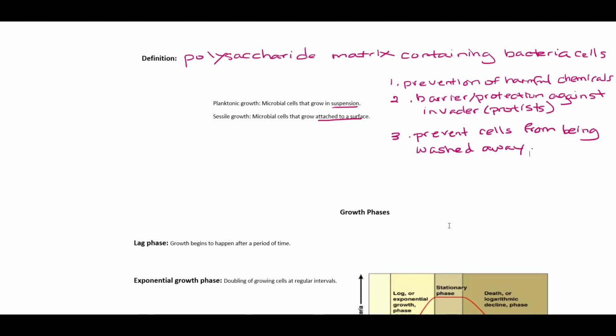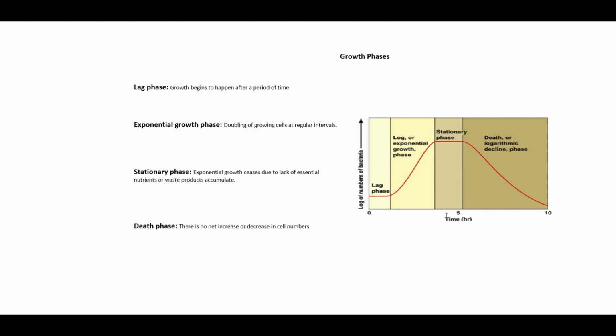Okay, on to growth phases. We have a lag phase, exponential growth phase, stationary phase, and the death phase. Right here on the right, we see a graph where the lag phase, which is the first one here, number 1, is the period before growth begins to happen. So this is like the start.